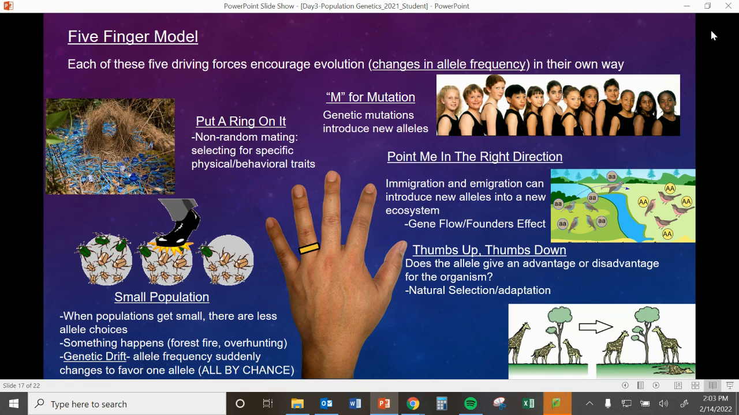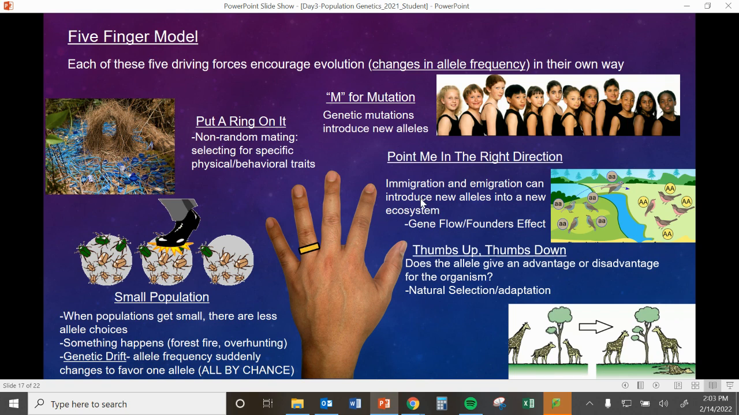So in class today we talked about the five-finger model for how we know when evolution is occurring in a population. That's small population for the pinky. Then we're going to have evolution probably happening if there is non-random mating, so our ring finger. Middle finger is mutation, genetic mutations producing new alleles. Pointing in the right direction with our index finger, that's going to be immigration happening.